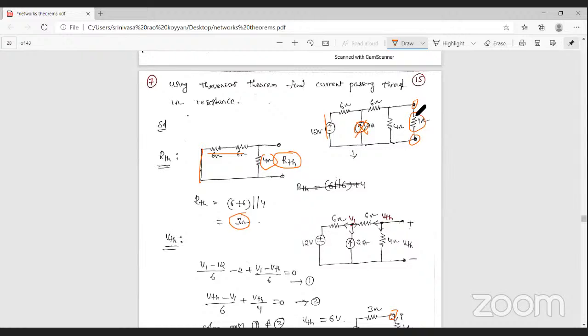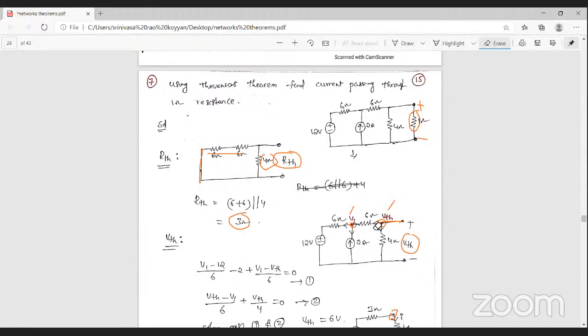Next, to find out the Thevenin's voltage across these two terminals, that is positive and negative, that is VTH. This is the parallel, that's why all this node voltage is the VTH voltage. Let us assume this node is V1, then you can apply KCL at these two nodes, the V1 node and the VTH node, then you can find out the Thevenin's voltage.